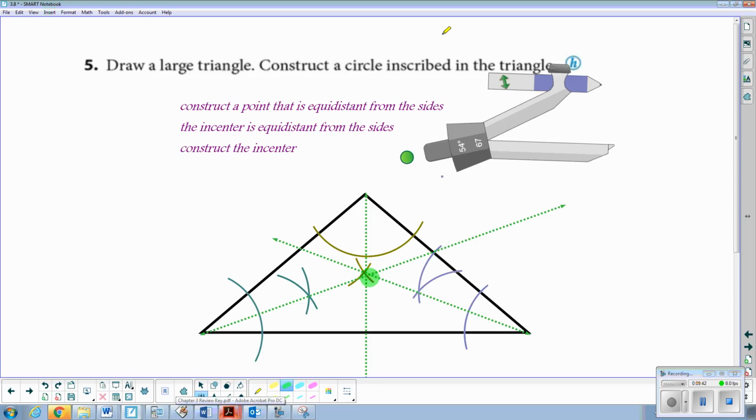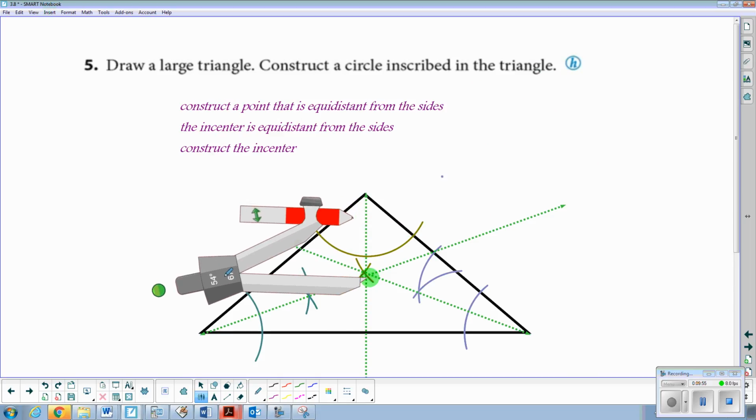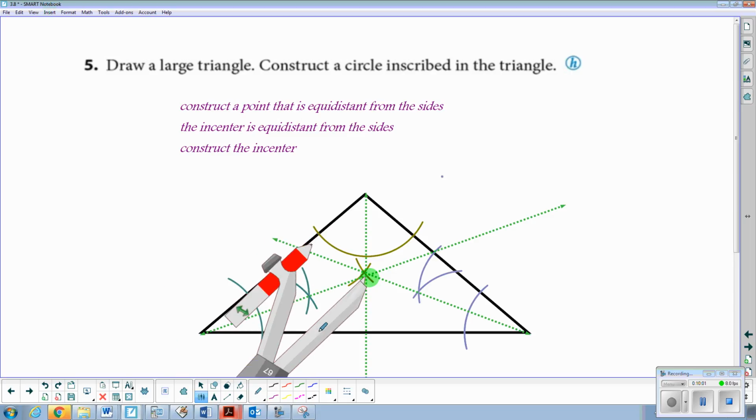So we're not done. We need to now construct a circle that's inscribed in the triangle. And that's really what your compass is for, is really drawing circles. We use it a lot for drawing arcs too, but this is going to be the center of our circle, and we need to set our compass so that it touches one of the sides.